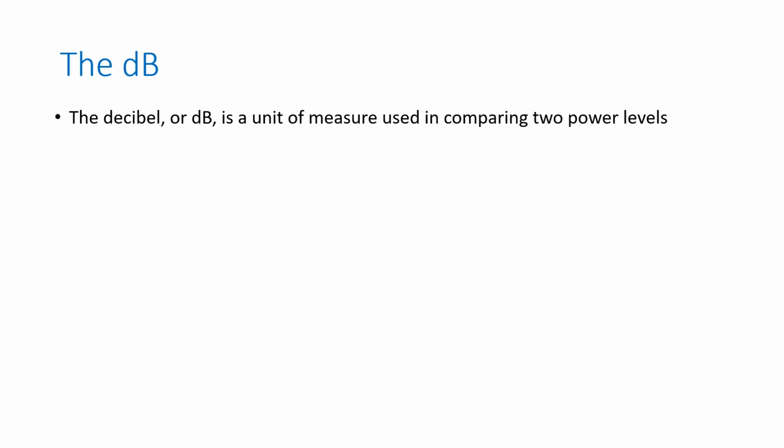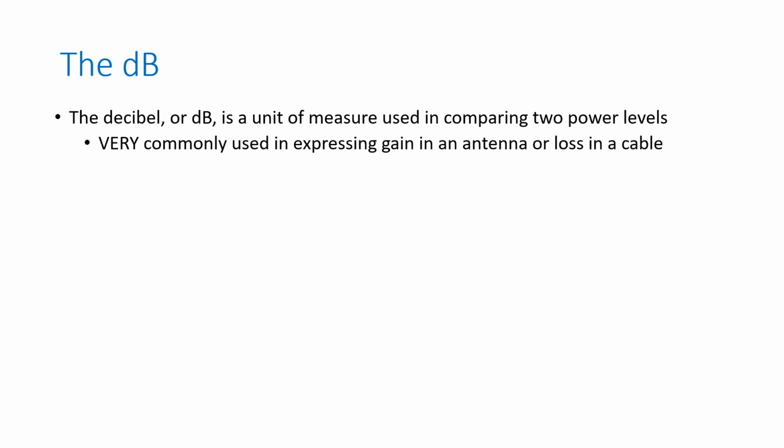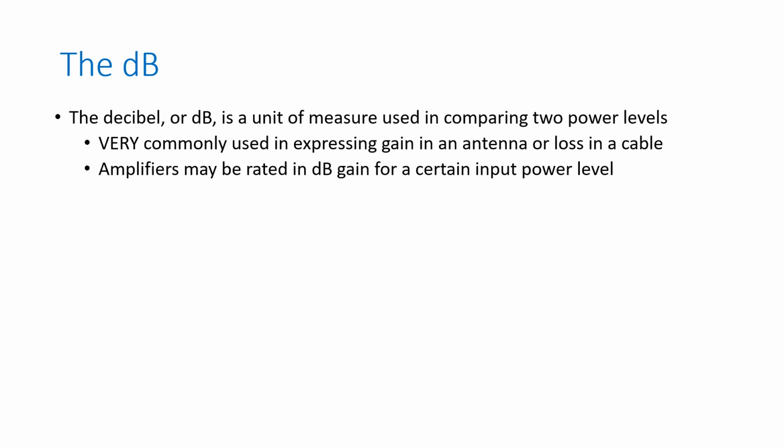Okay, so some basics. Again, we're comparing two power levels. Now, there is a formula where you can calculate the dB difference in current or voltage levels, but I'm going to leave that to another video. Right now, for the ham radio exam, I'm more concerned about using dBs to compare power levels. Now, very commonly, dBs are used to express the gain in an antenna or the loss in a cable. Sometimes amplifiers will be rated, they'll say, for this power level, you should see this much gain, but they won't tell you exactly how many watts output. You can figure that out on your own, and we'll walk through that in a minute.